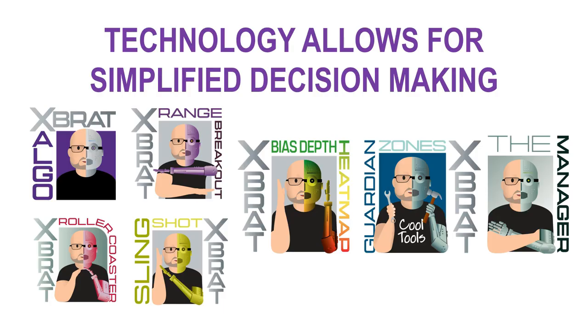So technology allows for simplified decision making. So we can see on the left here this box of 4: expert algo, roller coaster, range breakout, slingshot. They're all signal providers for different market conditions.